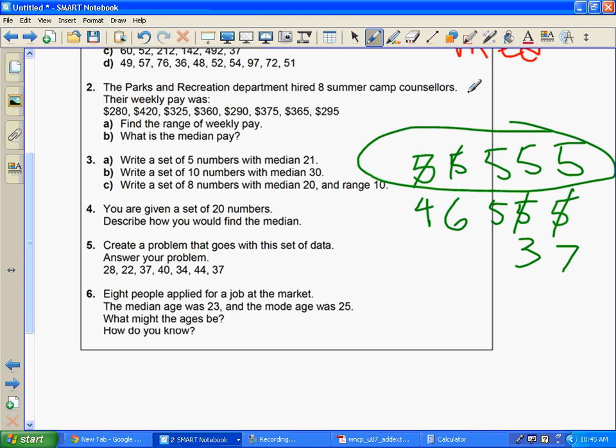So if you're asked to write a set of 5 numbers with the median 21, remember, median means the middle number. So if I write this as my middle number, I can put as many as I want on each side of it. As long as if I put 1 here, I've got to put 1 here. If I put 1 here, I've got to put 1 here. And that still makes it the median number.